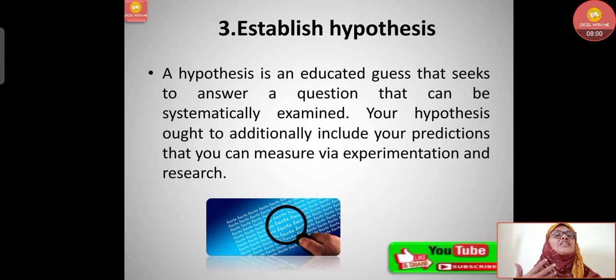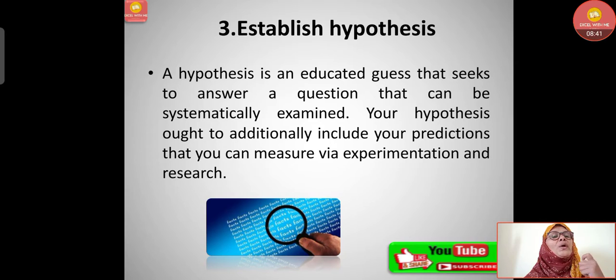Then the third one is establish hypothesis. I have explained that a hypothesis is an educated guess that seeks to answer a question that can be systematically examined. For the question which we are asking, there should be a tentative solution, that is, some inferences we have to make. Then we have to systematically find out the answer. We have to design everything and formulate some hypothesis, a tentative solution to the question.